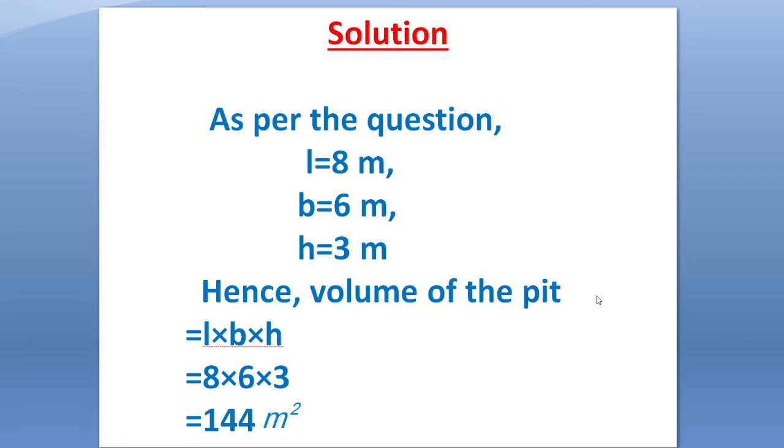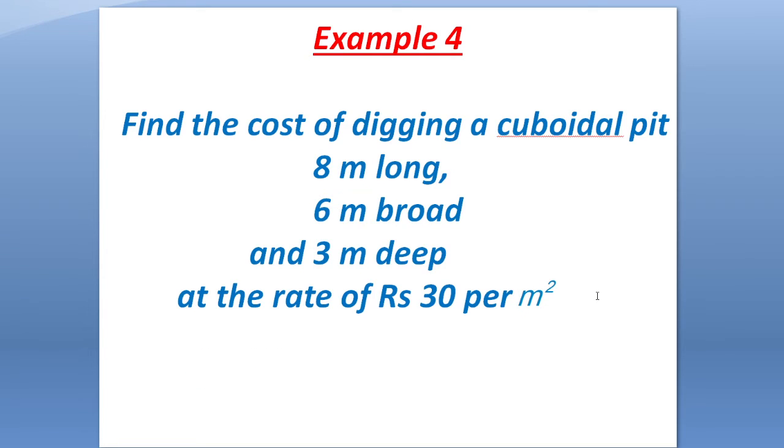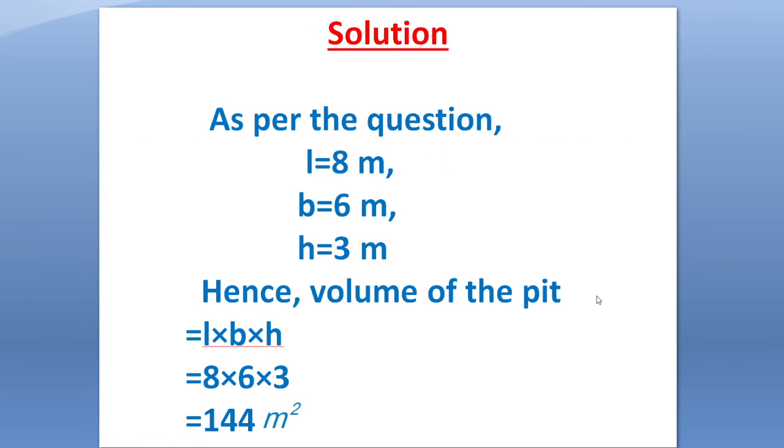Solution. As per the question, L is equal to 8 meter, B is equal to 6 meter, H is equal to 3 meter. Hence the volume of the pit is equal to L into B into H is equal to 8 into 6 into 3 is equal to 144 meter cube.